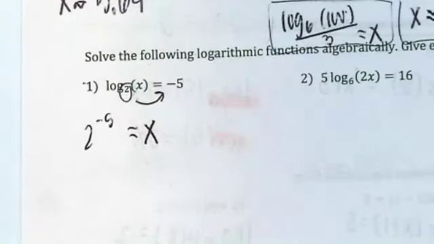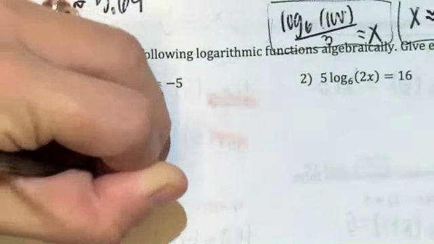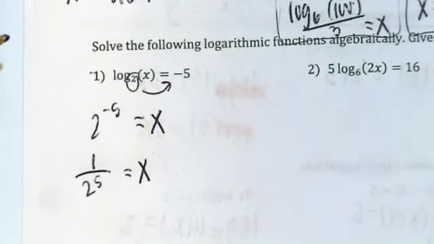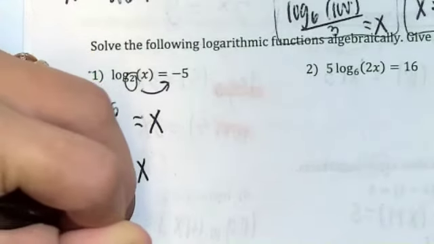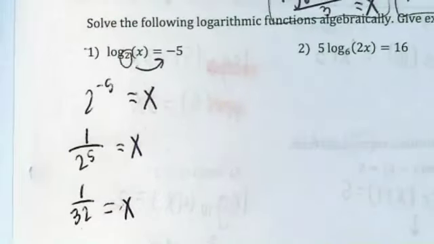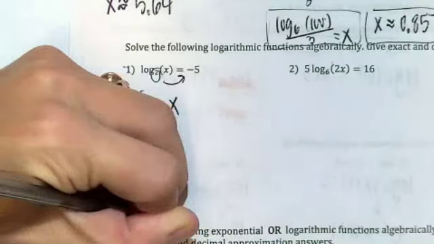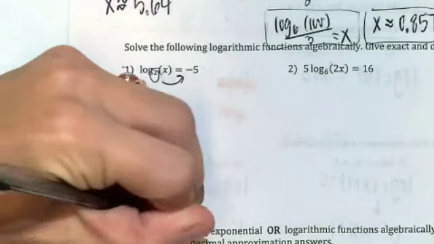Yes, you can put exponents in your calculator. 2 to the negative 5 is the same thing as 1 over 2 to the 5th, by the way. So when you get a decimal, that's y. X is the same thing as 1 over 32, or that as a decimal is, I'll go to 2 decimal places, 0.03.